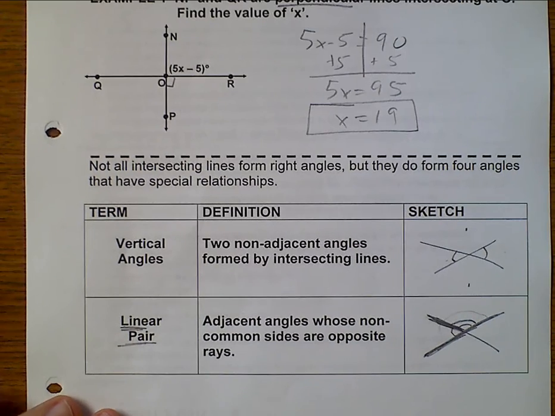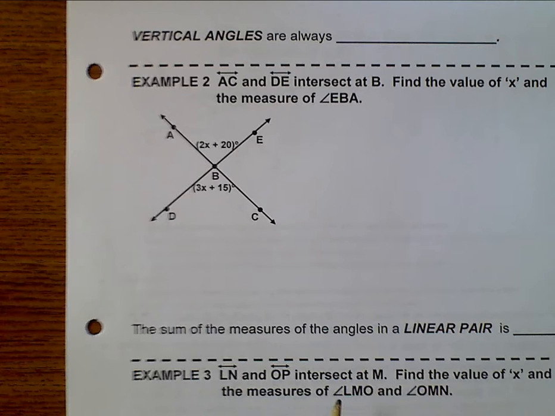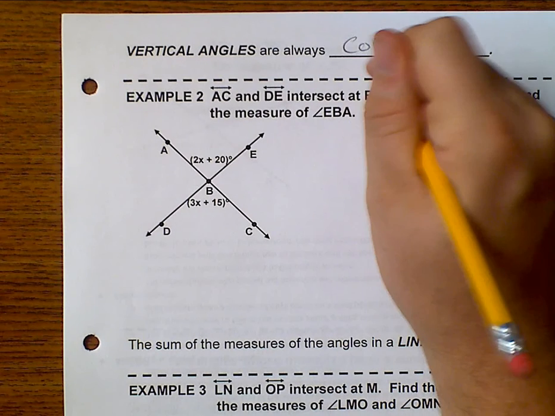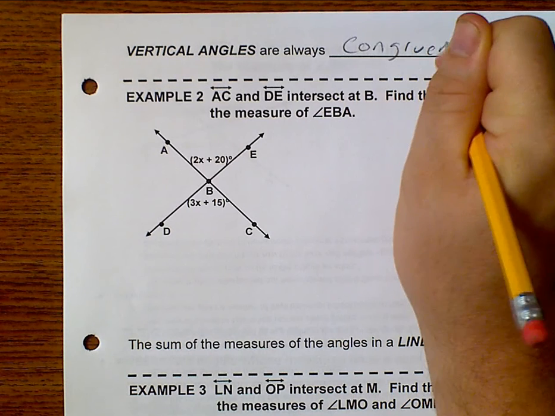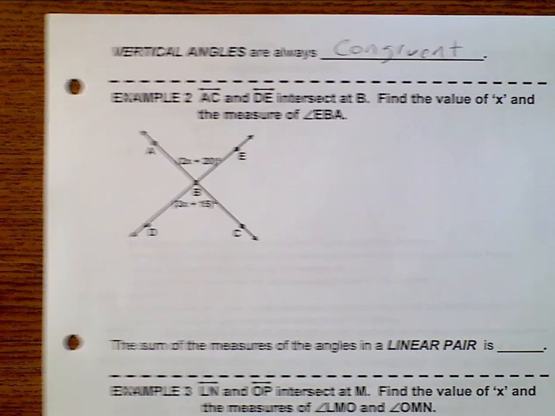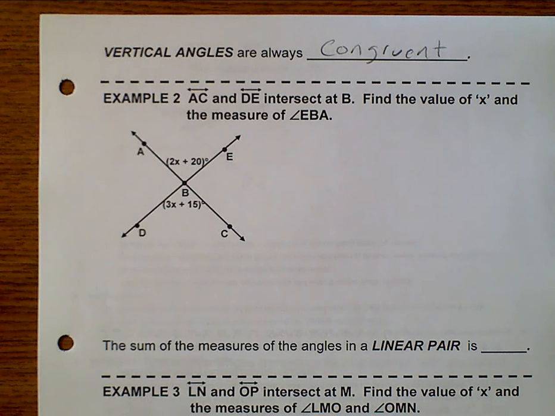Well, let's see how we can use these. Vertical angles are always going to be congruent. If you have two angles that are opposite of each other out of intersecting lines, they are congruent, which helps us solve example number 2.